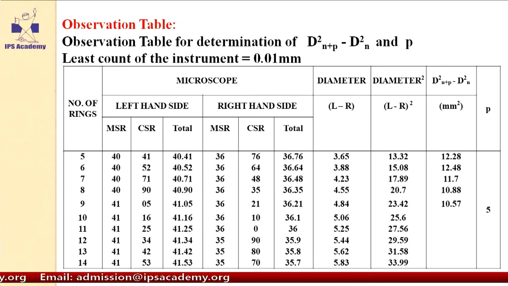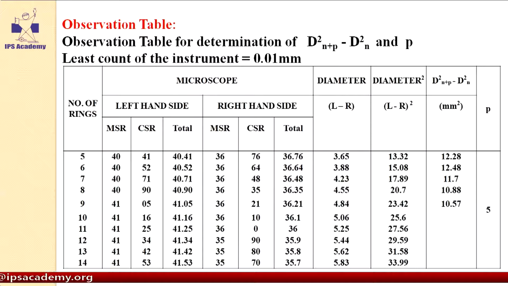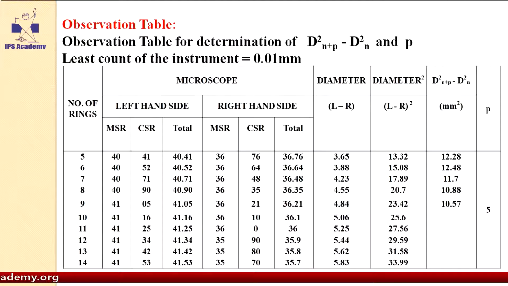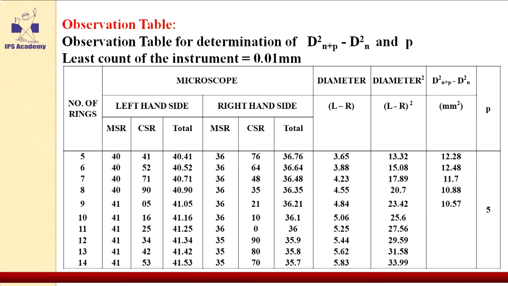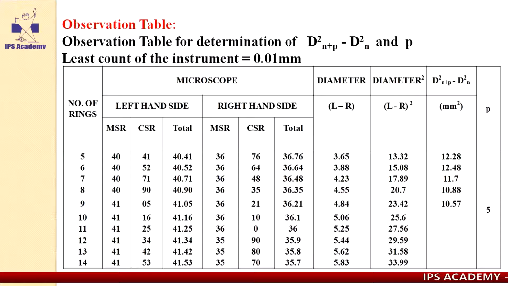So the first portion, this left hand region, shows the number of the rings from 5th to 14th. One portion shows the microscope reading, the left hand and the right hand side reading. In the left hand side column you can see MSR, CSR and total reading. MSR is our main scale reading and CSR is our circular scale reading, and total reading is what we have calculated with the help of least count.